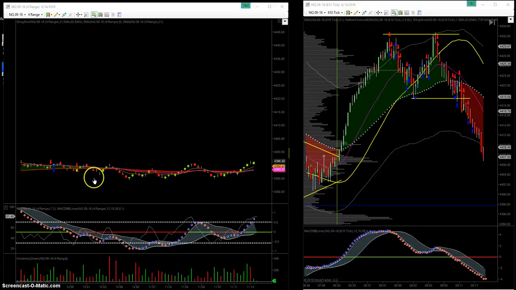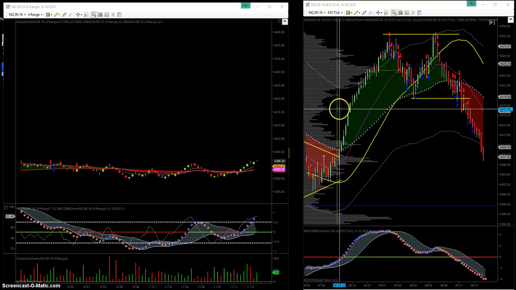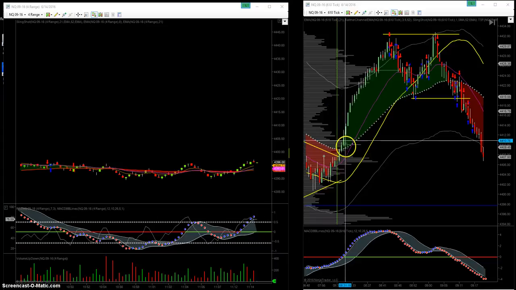I want to go over a recap for today's trading, which is Tuesday, June 14th, 2016. We're looking at the NASDAQ, the mini NASDAQ, which is symbol NQ. The contract expiry is September of 2016. So we have here the market open listed right here on the green marker.